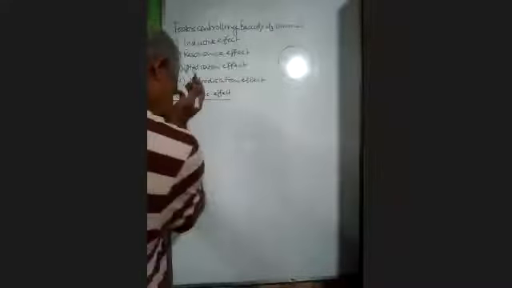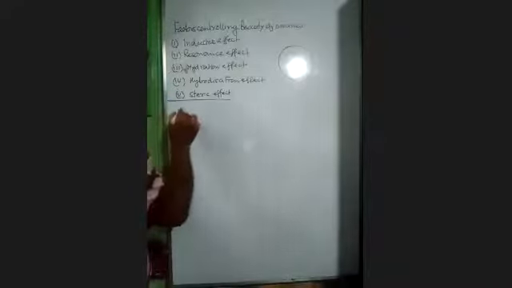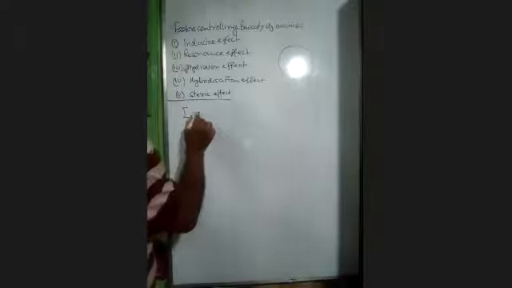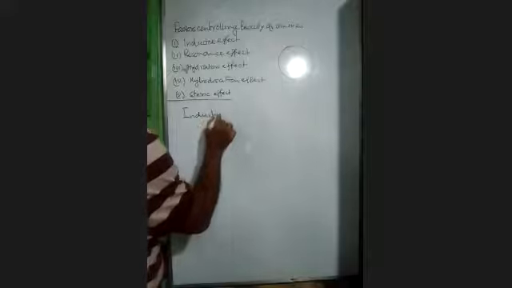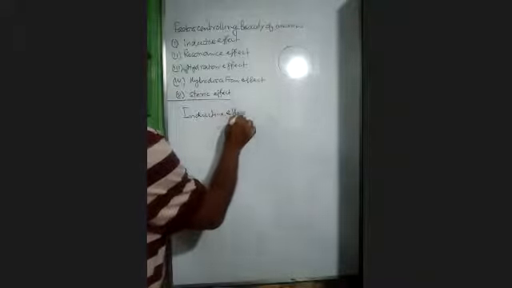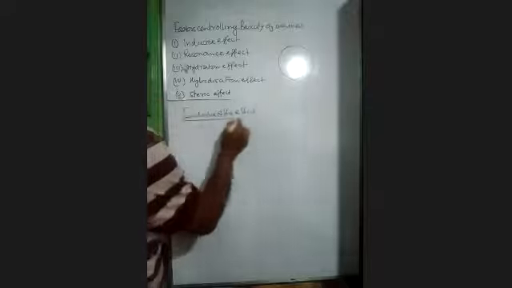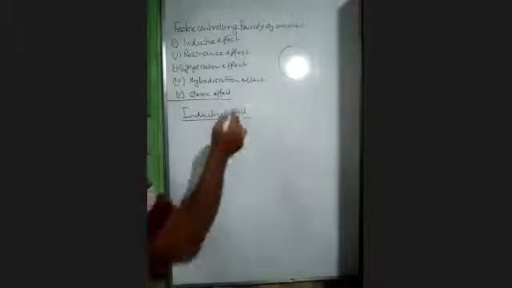Okay. So let us go for inductive effect. Now you know all these things. Inductive effect is the shifting or drifting of electrons along a sigma bond. We know there are two types of inductive effect. One is called the minus I effect, and one is called the plus I effect.